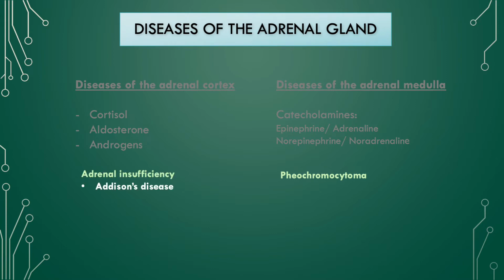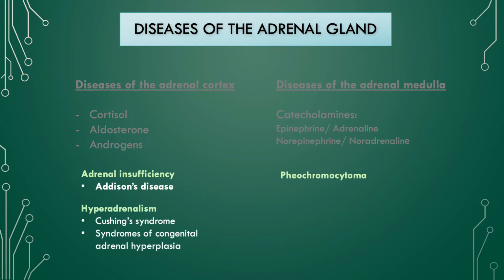Adrenal insufficiency occurs when there is inadequate production of glucocorticoids, mineralocorticoids, and adrenal androgens, while cortisol-producing tumors cause a condition called Cushing's syndrome and congenital adrenal hyperplasia, which refers to a group of genetic disorders that affect the adrenal glands.